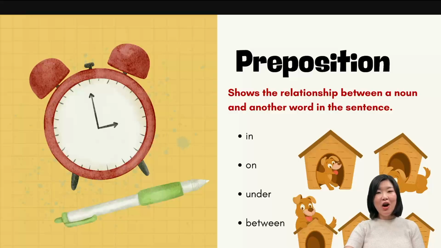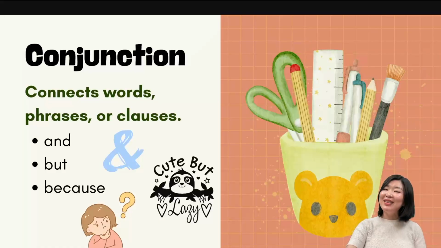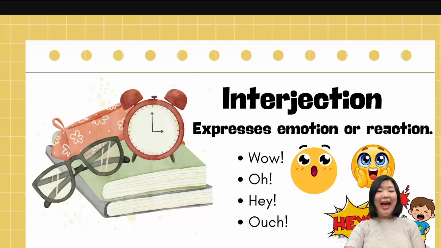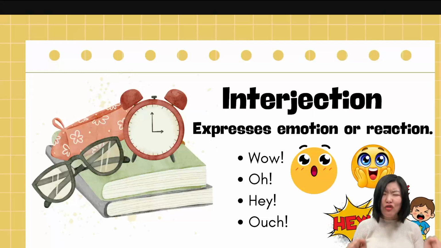All right, let's move on. What is a preposition? A preposition shows the relationship between a noun and another word in the sentence. For example, in, on, under, and between. A conjunction connects words, phrases, or clauses, such as and, but, and because. And lastly, an interjection expresses emotion or reaction, such as wow, oh, hey, ouch.